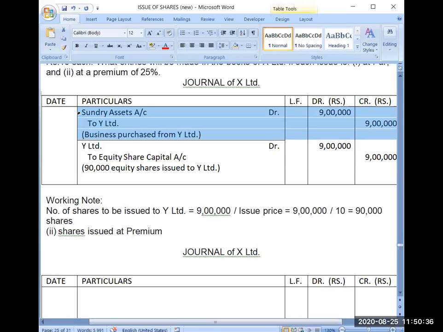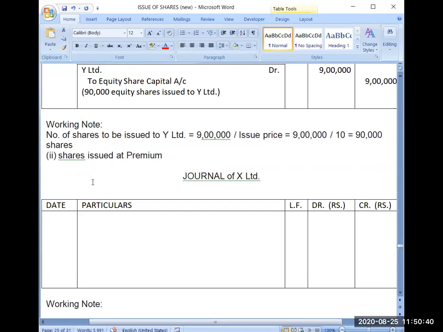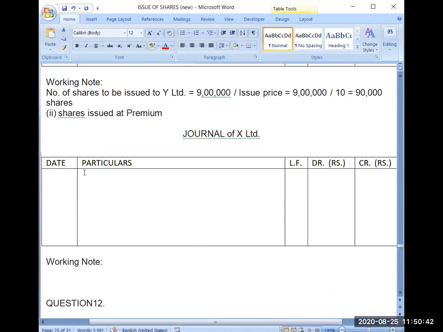Because in this entry you are not issuing shares. You are just purchasing the business.